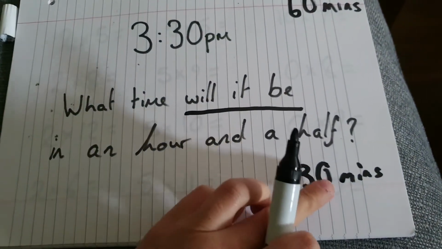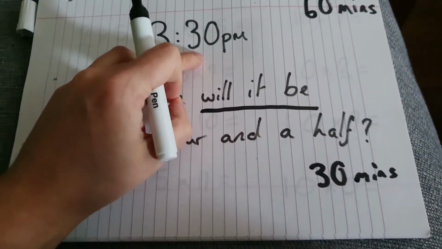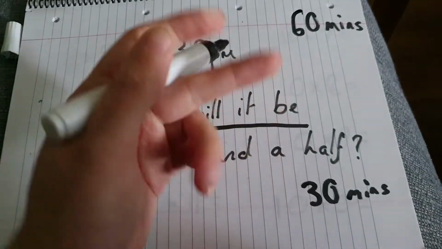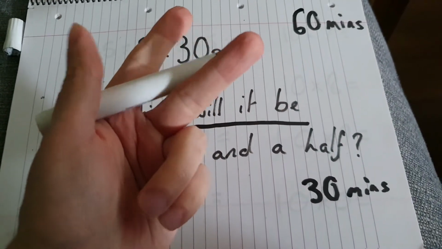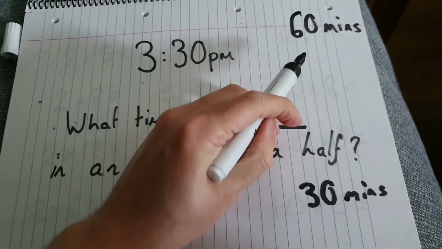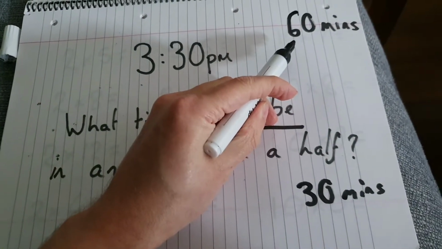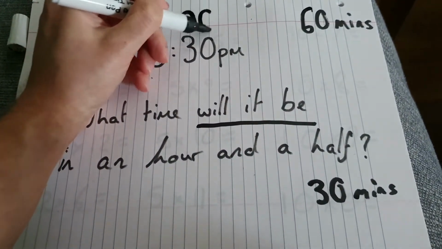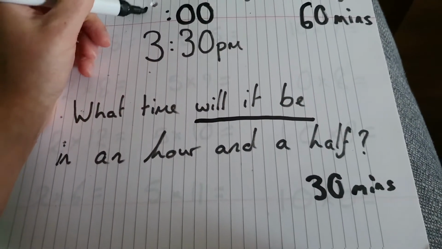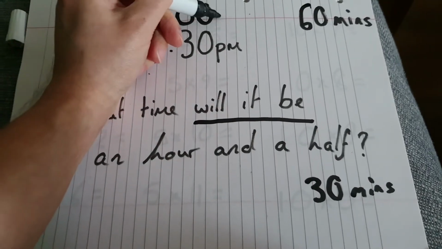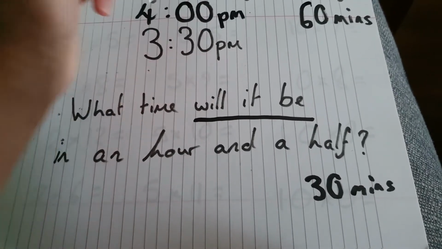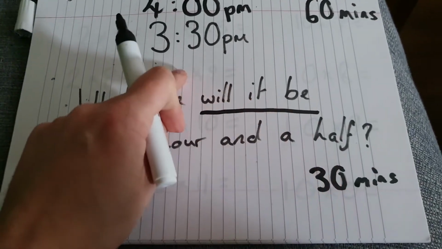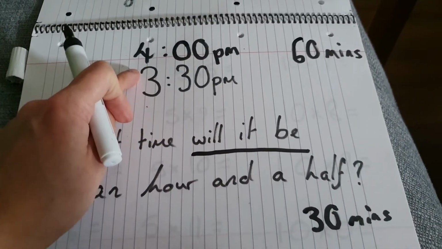So what I can do now is I can take the minutes and add them to the minutes. 30, add 30, 30, 40, 50, 60. 60 minutes is an hour. So I can get rid of the minutes completely and add on an hour, taking me to 4 p.m. So if I add half an hour to 3:30, I get 4 p.m.